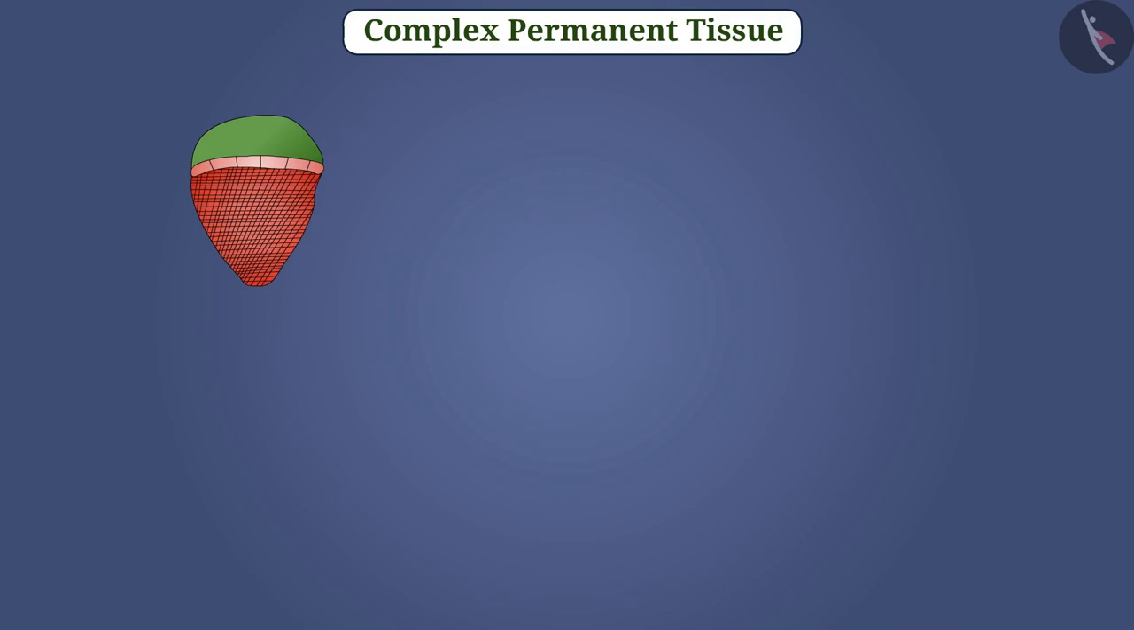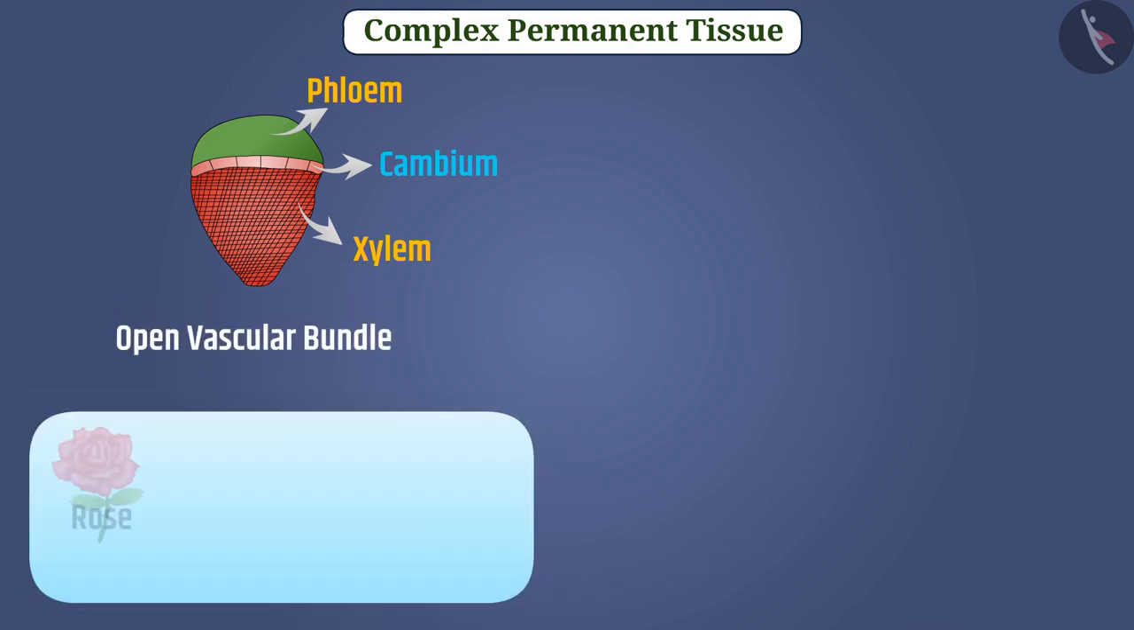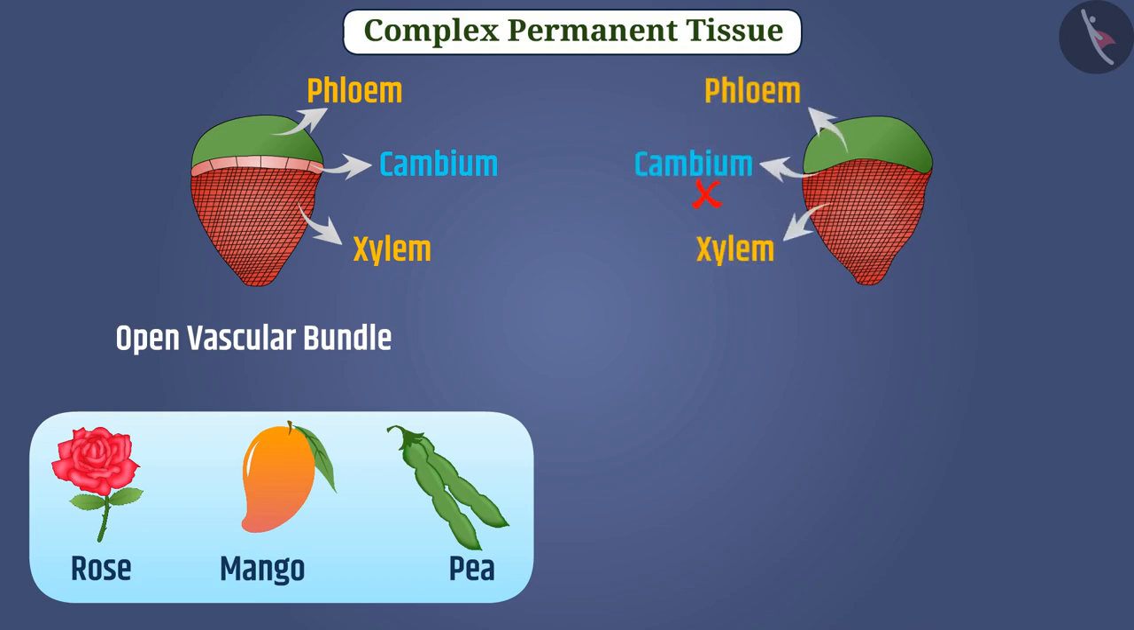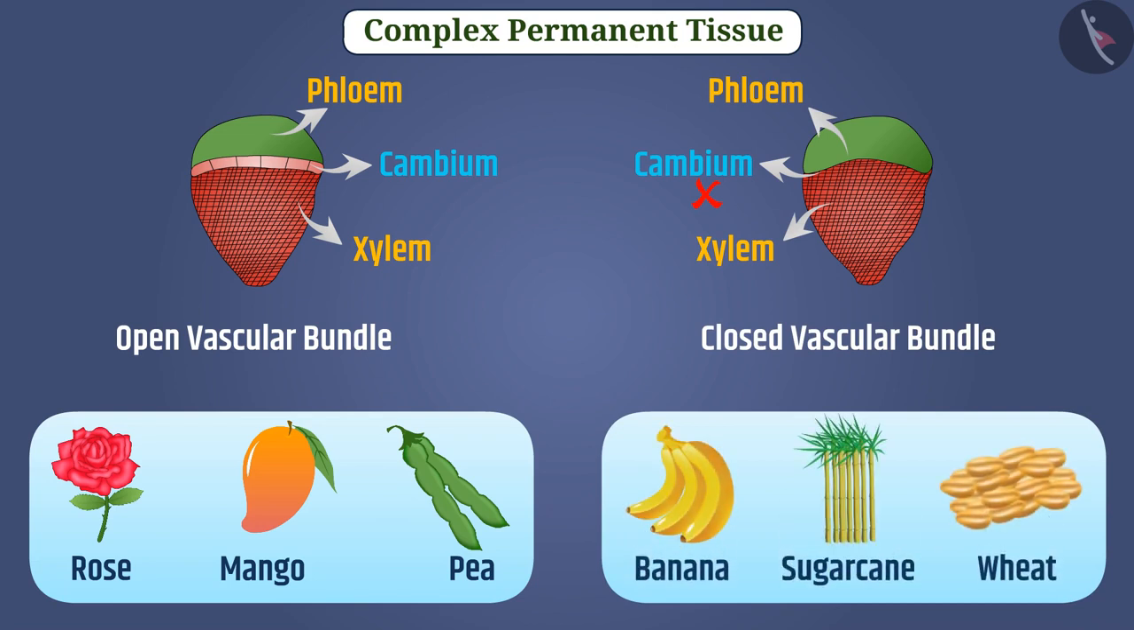A vascular bundle in which cambium is present between xylem and phloem is called an open vascular bundle. For example, plants of rose, mango, and pea have an open vascular bundle. A vascular bundle in which cambium is not present between xylem and phloem is called a closed vascular bundle. For example, plants of banana, sugarcane, and wheat have a closed vascular bundle.